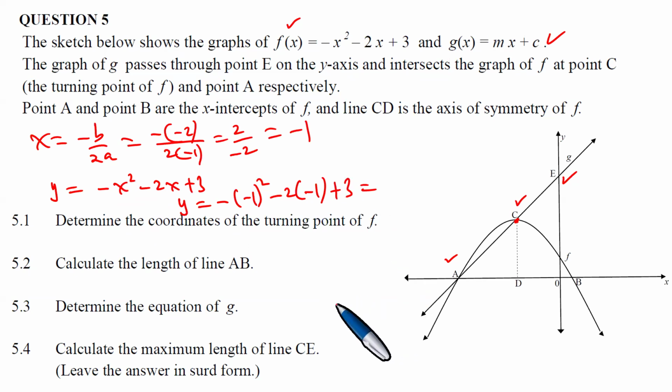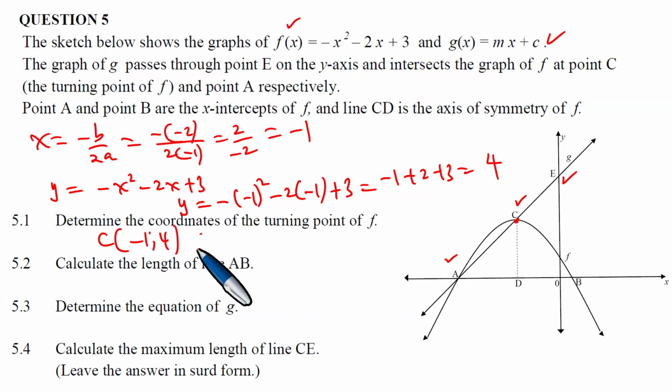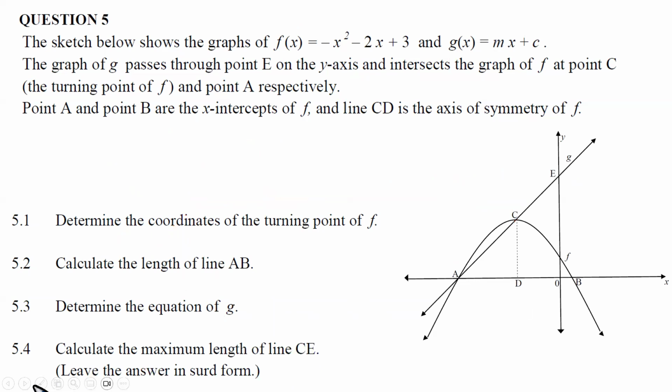So what is the answer to all this? If you square minus 1, you get 1, giving minus 1 plus 2 plus 3. And this is 2 plus 3, which is exactly 5, minus 1, giving us 4. So the coordinates of the turning point are x is minus 1 together with y equals 4. Calculate the length of AB. We've already seen that the coordinates of C are minus 1 together with 4.